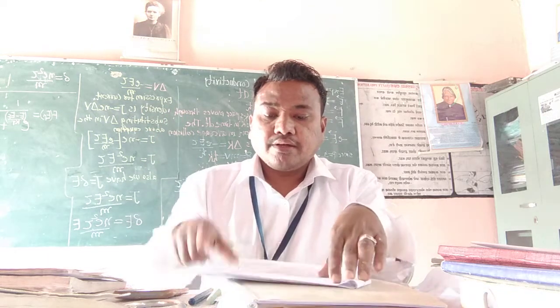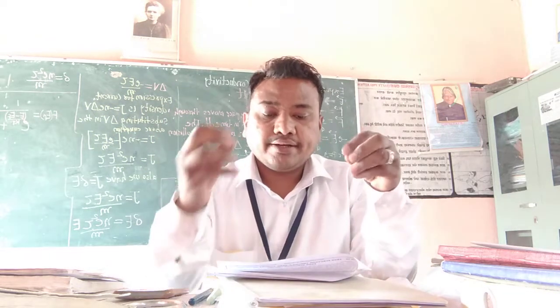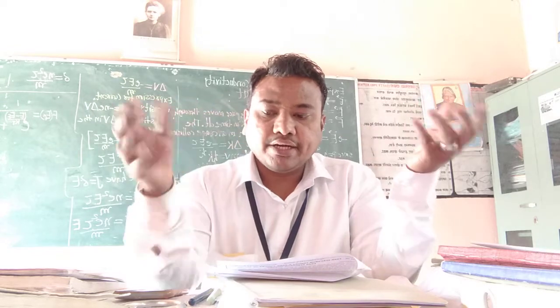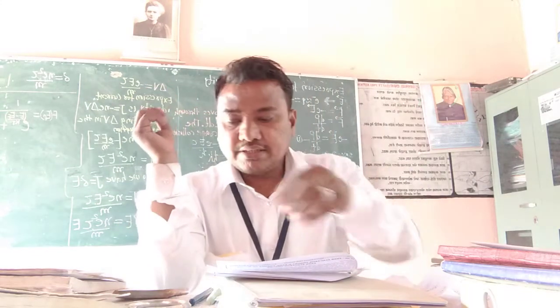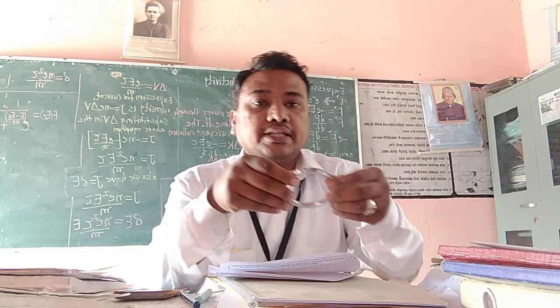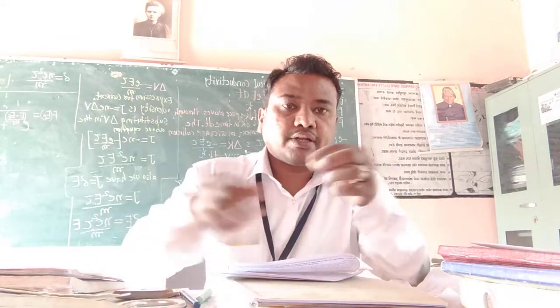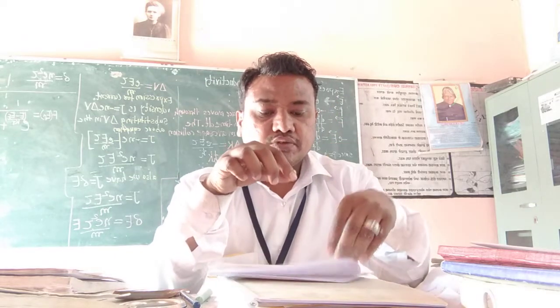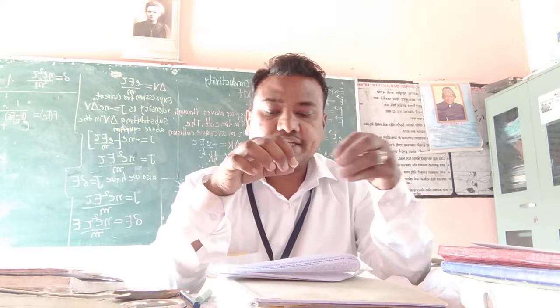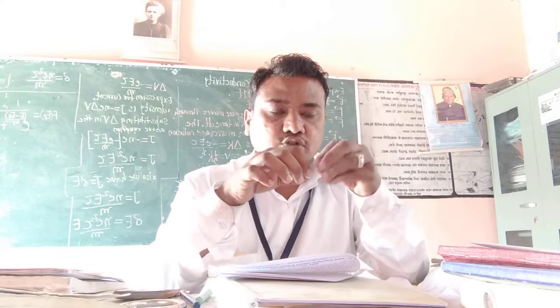When an electric field is applied to the metal, suppose we have a metal, not steel. If you apply the electric field to this metal, the free electrons are accelerated in the direction opposite to the direction of the applied electric field.